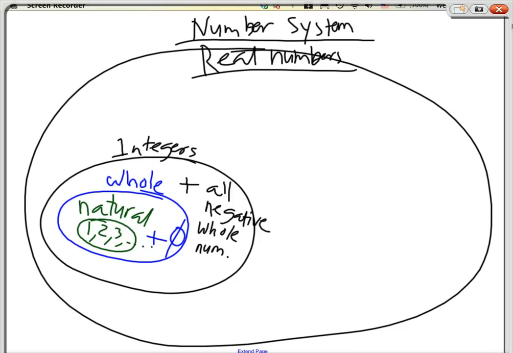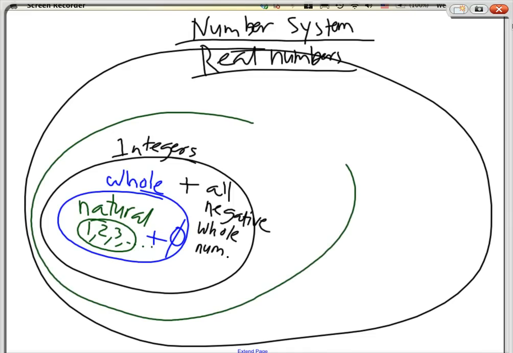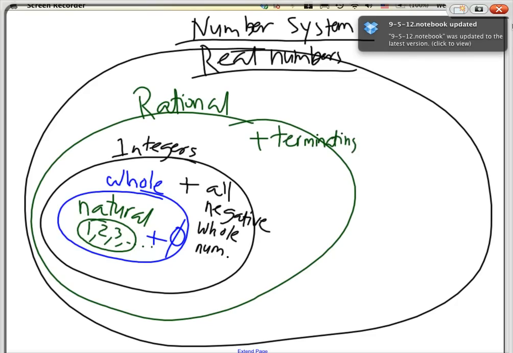This next layer outside, the bigger layer, we call this rational numbers. As you can see, rational numbers contain everything inside natural. It contains whole numbers as well. It contains integers, so as you can see, it covers all the negative, all the positive, whole numbers, right? Plus, it also covers terminating decimals, and it also covers repeating decimals.